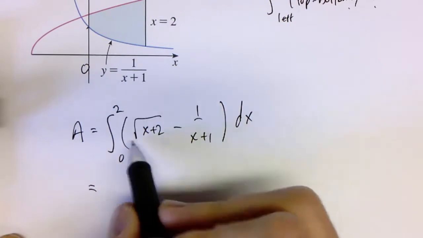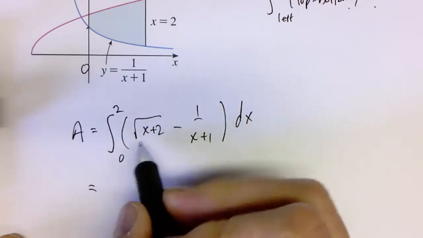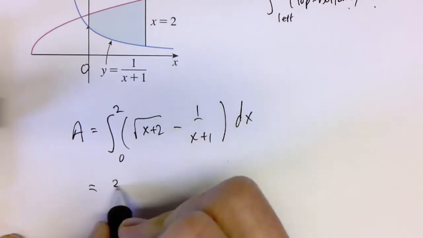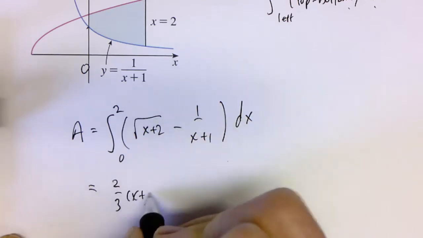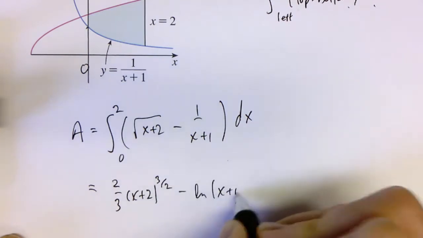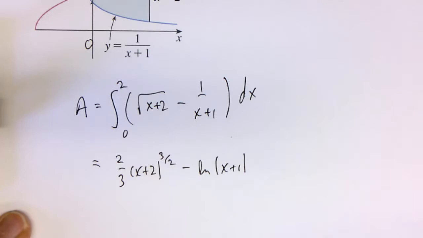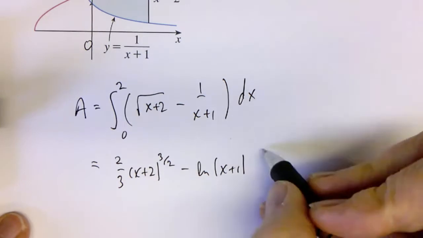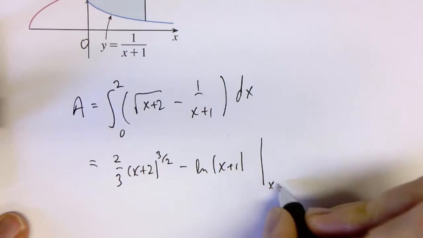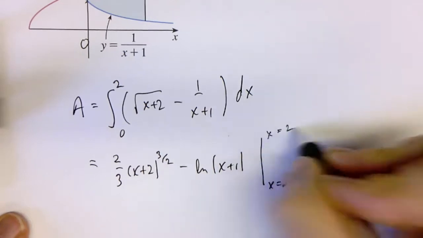All right, so the antiderivative here, you can do a u substitution, or if you've gotten reasonably good at these, you can probably just spot that this is 2/3 (x plus 2) to the 3/2 minus the natural log of x plus 1. Okay, so there is one antiderivative. I don't need plus c in the definite integral context. And I'm going to evaluate this for x equals 0 to x equals 2.